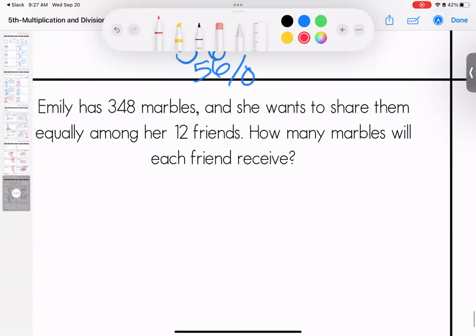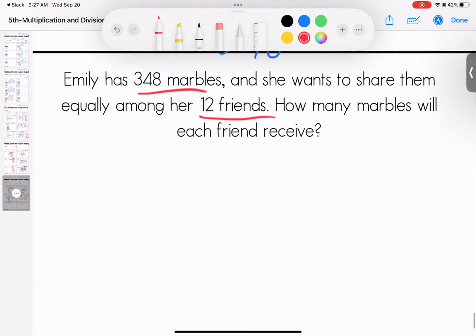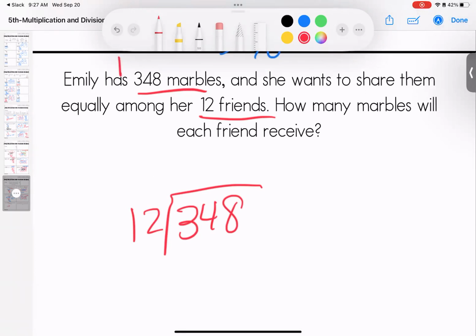Last 2 for this page and this week. Emily has 348 marbles and she wants to share them equally among her 12 friends. How many marbles will each friend receive? So we are doing our 12s. If you don't know your 12s, give yourself a little key. I'm going to put them up here. 12, 24, 36, 48, 60, 72, 84. Let's do all the way up to 96.